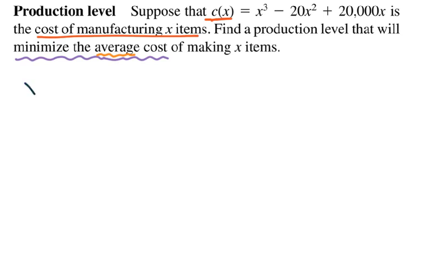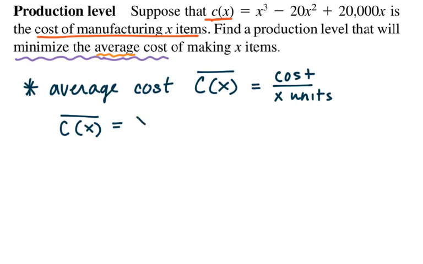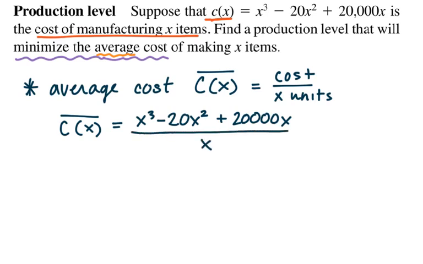One thing that we know is that average cost, and we oftentimes in math use a bar across something to represent average. Average cost is going to be the cost divided by the number of units. So C of x bar equals that cost function C of x, x cubed minus 20x squared plus 20,000x, all divided by x units.